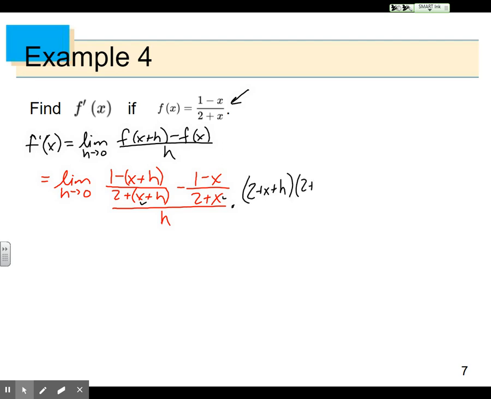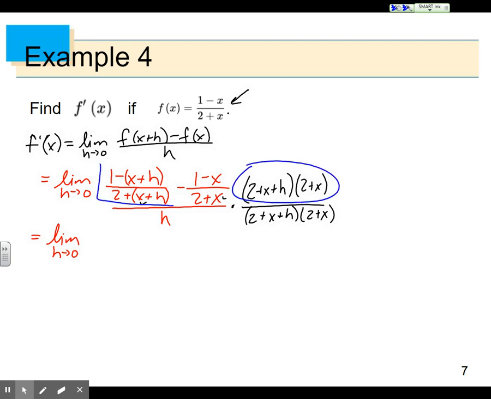I'm going to lose my parentheses on that one because I really didn't need it to begin with. Okay, so that's supposed to clean it up. That'll make it so I don't have this complex fraction, this fraction inside of another fraction. Okay, so whenever I multiply this whole numerator by this term right here, my 2 plus x plus h's will cancel. Alright, so cancel and cancel.